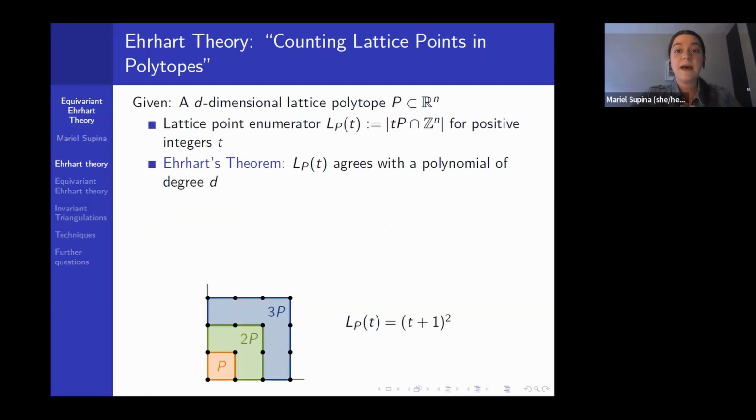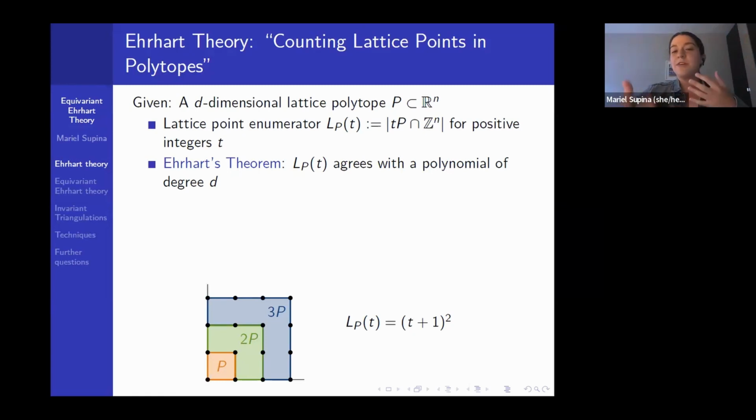So in our setup, our polytope lives in some vector space, for example, R to the n, and we also have some lattice living in this vector space, which you can think of as Z to the n, the integers. And then we define this function called the lattice point enumerator, which takes in a positive integer t, and it simply outputs the number of integer points in the dilate tP. So tP is what you get when you take your polytope and you multiply every point by the positive integer t, so you're just dilating it, and then we're counting the number of integer points in that dilation.